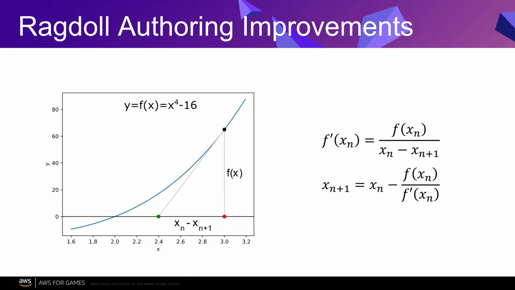So on the right is just writing out a formula for what I just described in words. The gradient is just the value of the function divided by the difference between the current estimate of the root and the updated estimate. And if you just rearrange that formula, you can get a formula for the next estimate based on the current estimate and the value and gradient of the function at the current estimate.